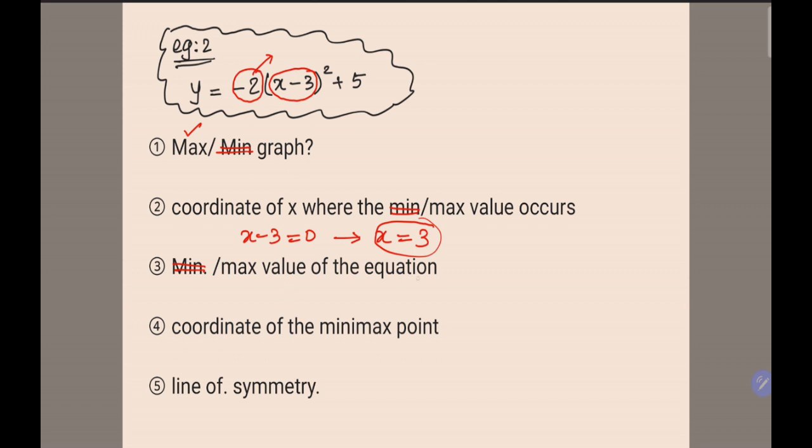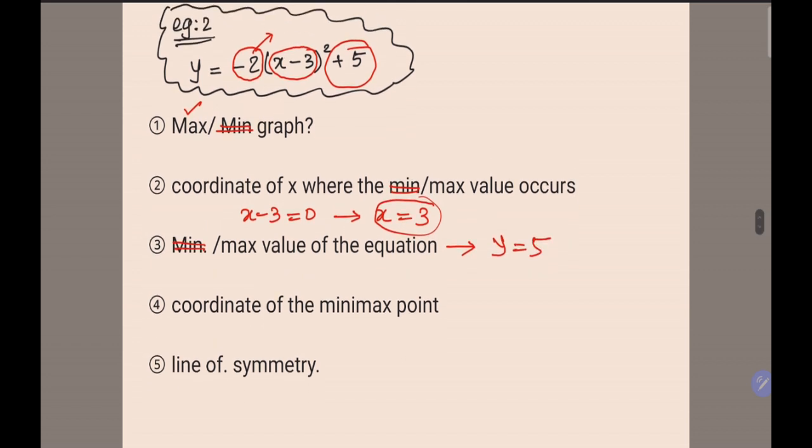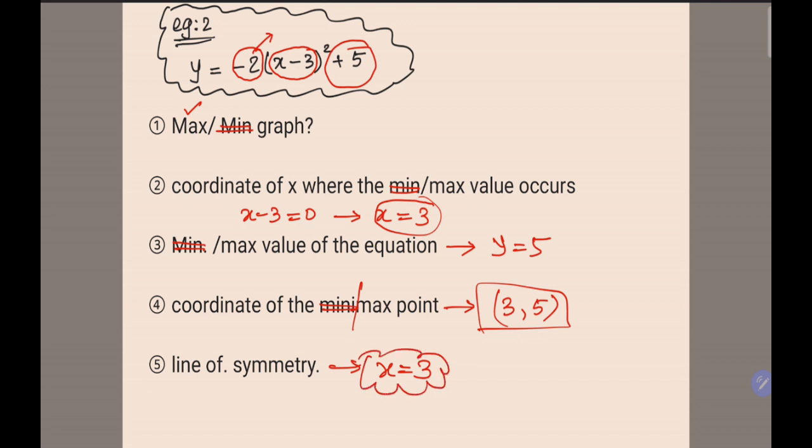So what is the maximum value of this equation? They are asking for the value of y, which is our 5. So y equals 5 is the maximum value, and for the coordinate of the maximum point, the x coordinate is 3 and the y coordinate is 5. So this is the coordinate of the maximum point, and the line of symmetry is the value of x. So x equals 3 is the line of symmetry.